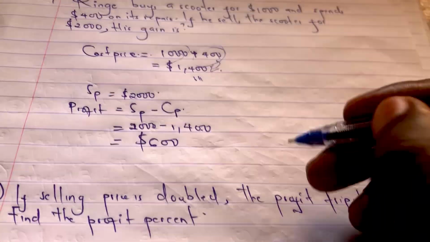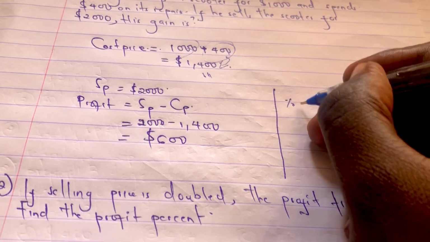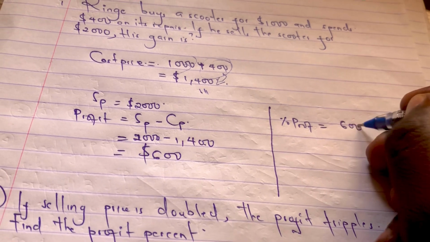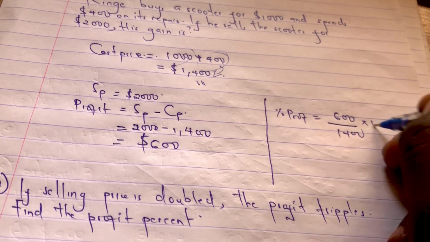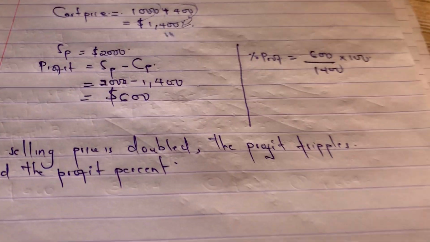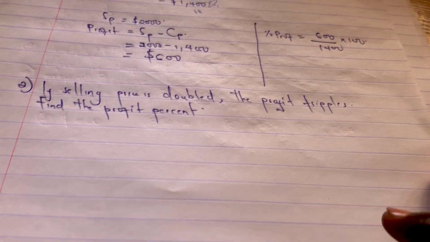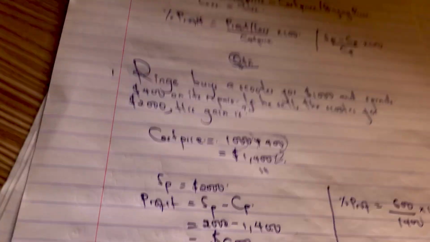In case they had furthermore continued to ask you for the percentage profit, this would have been the profit, which is 600 over the cost price, 1,400 times 100, and you would get the answer. Next, they are telling us if selling price is doubled, the profit triples. Then they are saying find the percentage profit.